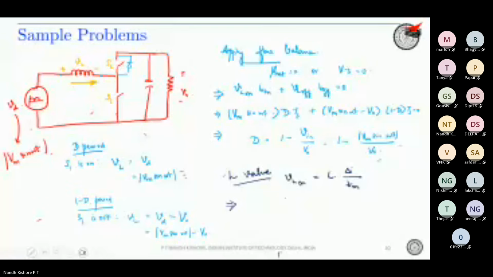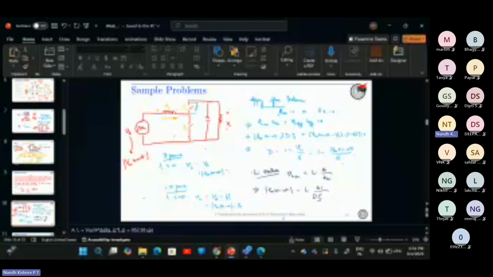So, VL on is basically what? VL on is Vm sin omega t, which is basically L into delta I and T on is dTs. Okay. So from here, if you rearrange, you are going to get what is L. Okay. So let's go to the next slide.